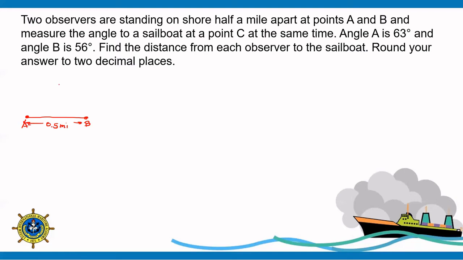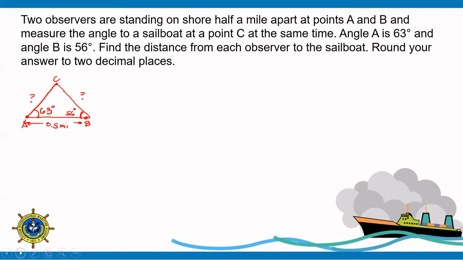And then at point C, you have a sailboat here. And sabi dyan yung angle A. So that means from A to C. So yung angle na to is equal to 63 degrees. And then yung isa naman yung angle B. So this is from C to B or B to C. So this one is 56 degrees. Okay, so tinatanong is, find the distance from each observer to the sailboat. So we're looking for these two distances.